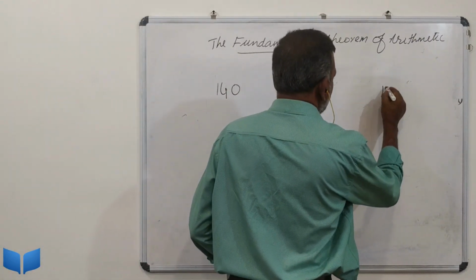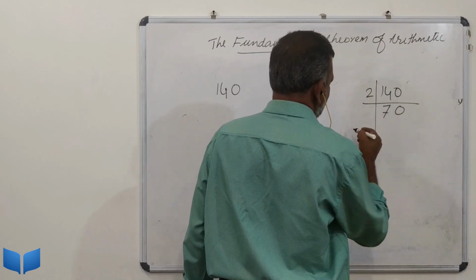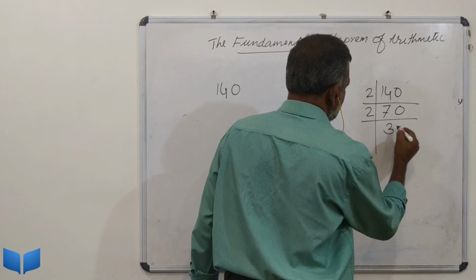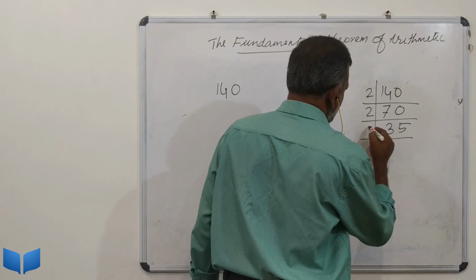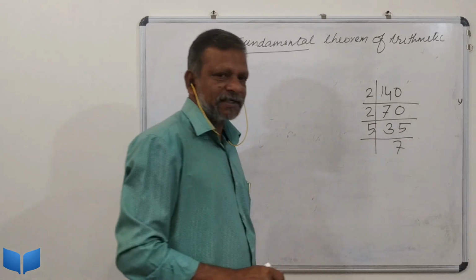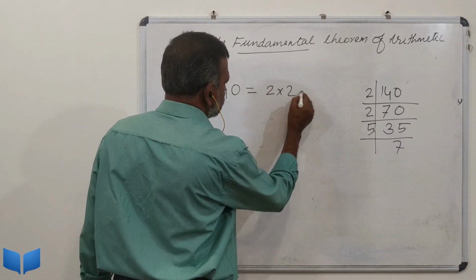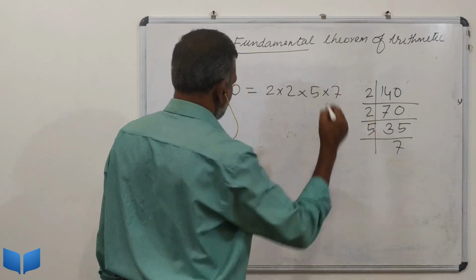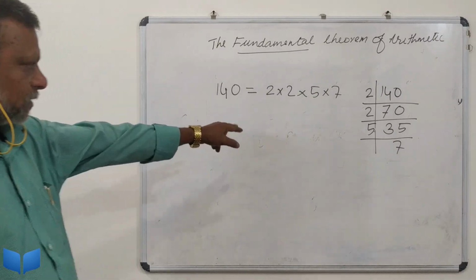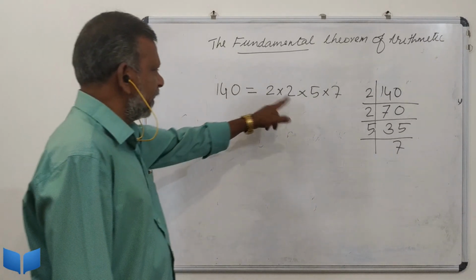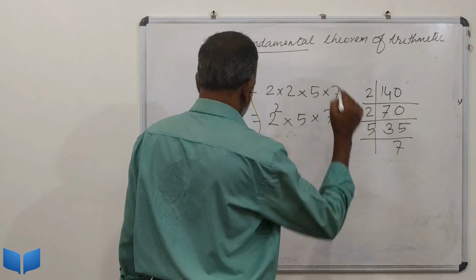Take 140, prime factorize by 2, then 70, again by 2, 35, then 5, 7. So the factorization is over. Therefore 140 is equal to 2 into 2 into 5 into 7. Now we have expressed 140 as the product of its primes, and 2 into 2 can also be written as 2 squared into 5 into 7.